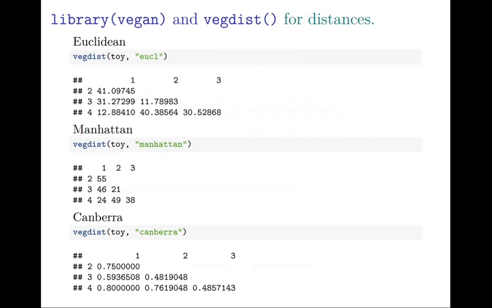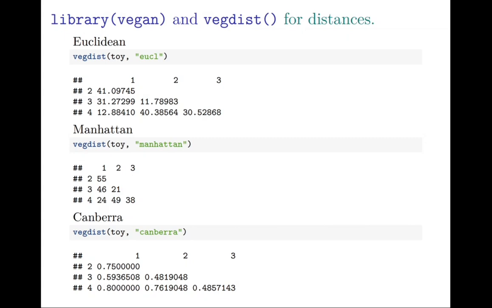Okay, and so the next step is to calculate a distance matrix for everything. And remember again, along the diagonal, it's going to be 0, because the distance between any site with itself is going to be 0 because they're exactly the same. And so here, I'm going to show you some examples of different distance matrices.